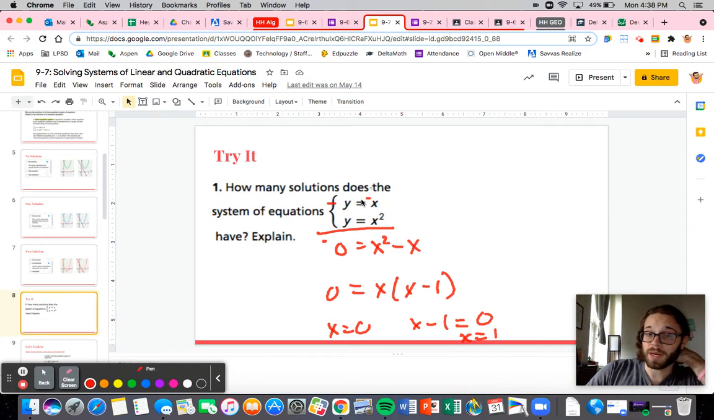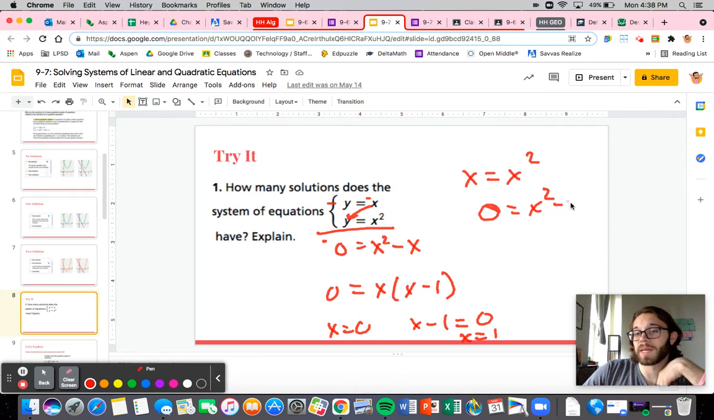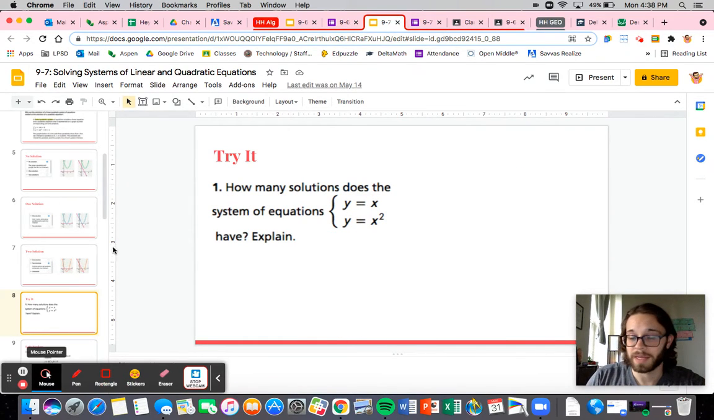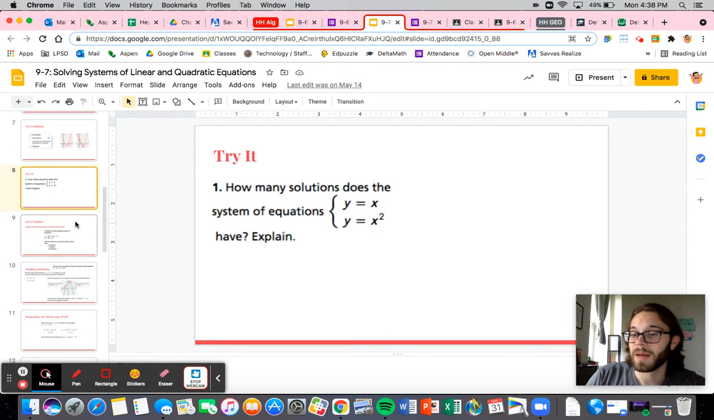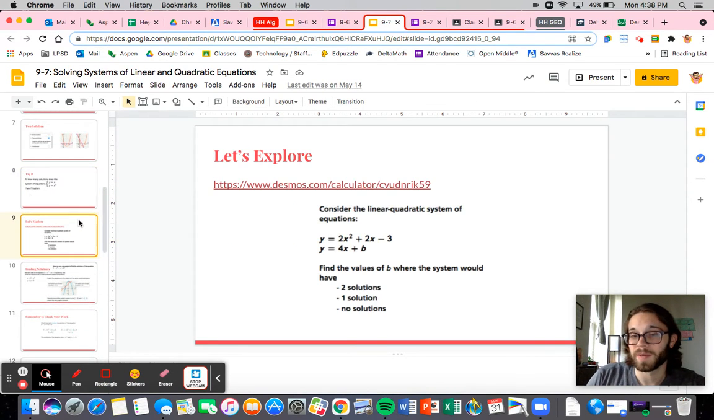Alternatively, I could have substituted. I have y equals x and y equals x squared. We know y equals x, so substitute that right there. I get x is equal to x squared. Subtract it, I would have gotten 0 equals x squared minus x again, right? So you could have done any of those methods, and whatever you feel most comfortable with, I encourage you to use. Again, as always, there will be certain situations where some are easier than others, but it's ultimately your choice.